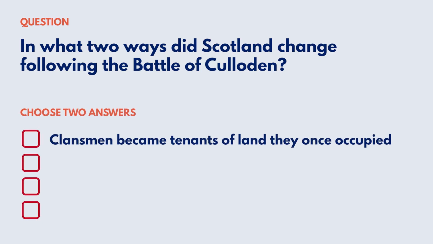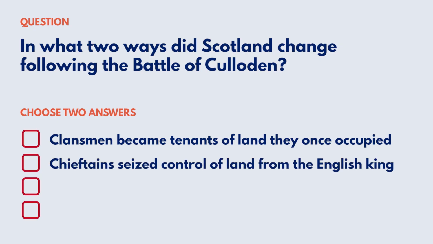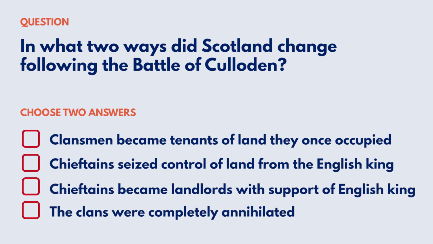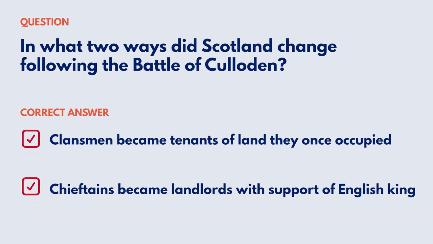Clansmen became tenants required to pay for the land they occupied. Chieftains seized control of the land from the English king. Chieftains became landlords if they had the support of the English king. The clans were completely annihilated. Correct answer. Clansmen became tenants required to pay for the land they occupied. Chieftains became landlords if they had the support of the English king.